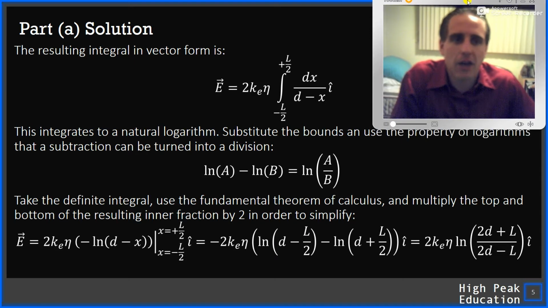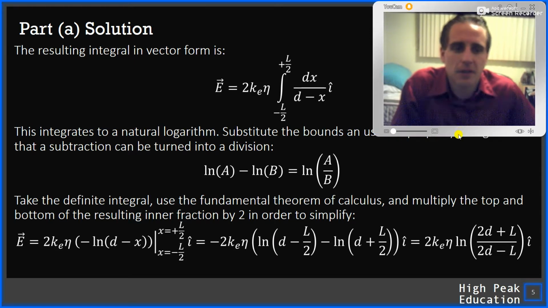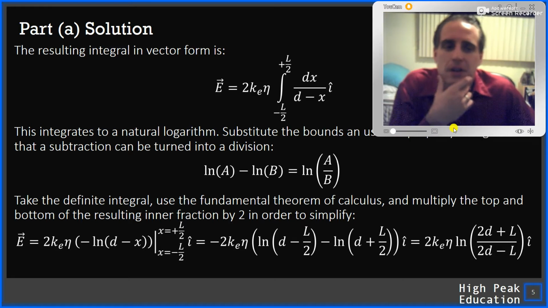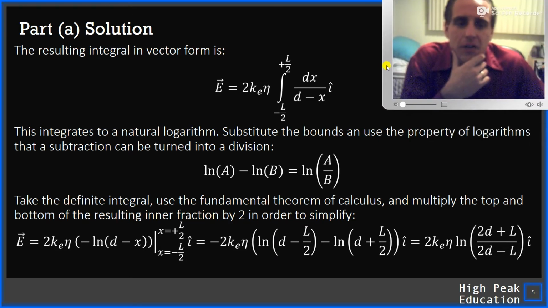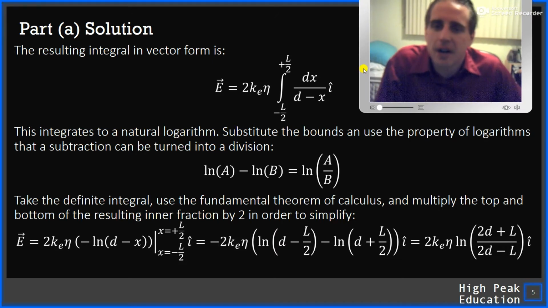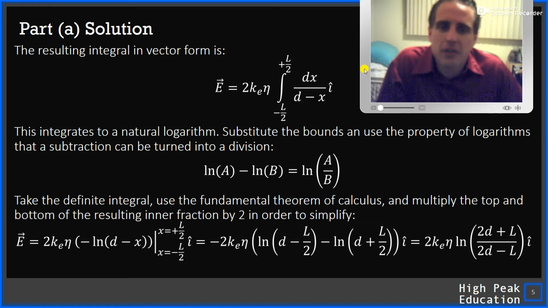So what do we have? So I can't take my image up too far. So it looks like we have E vector is 2 k_e eta integral of negative L over 2 to L over 2 dx over d minus x i hat. i hat is, of course, the unit vector in the x direction. So it has magnitude 1, direction x.